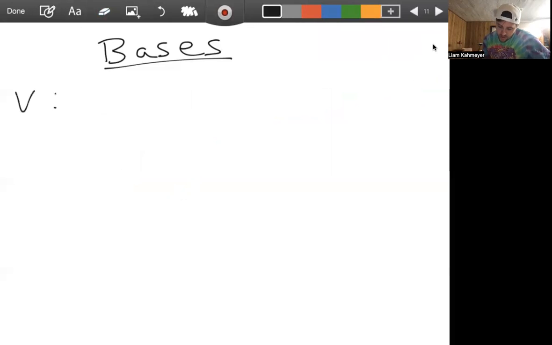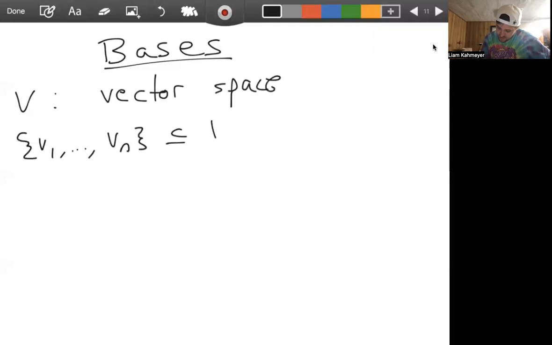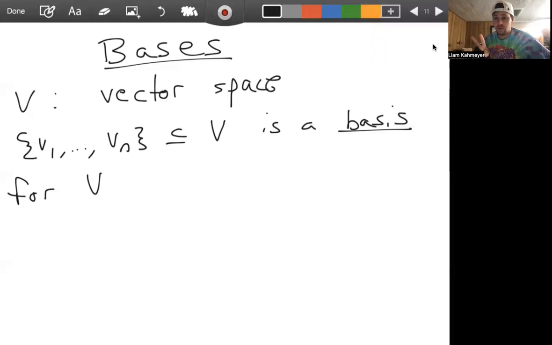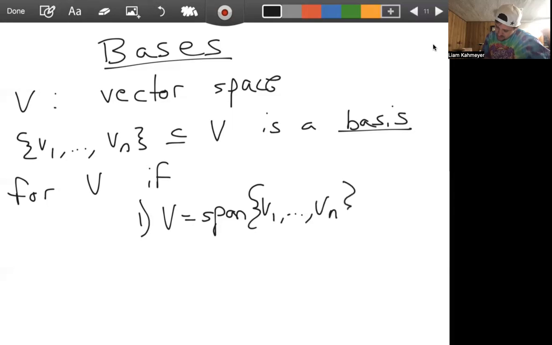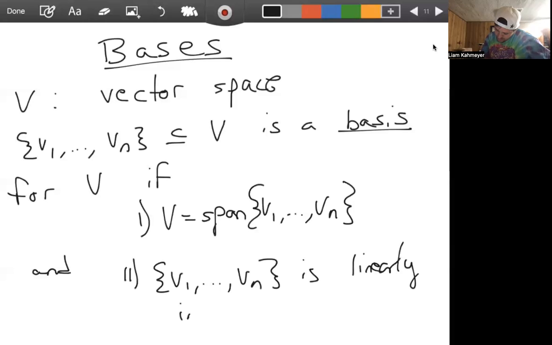So let V now not be a subspace of Rn, but let this just be an arbitrary vector space. And then for some set of vectors V1 through Vn, let this be a subset of V. This collection is a basis for V if two things are satisfied. Remember that it spans V and that all the elements are linearly independent. So we have both things hold: one, V is equal to the span of V1 through Vn, and two, the collection V1 through Vn is linearly independent.